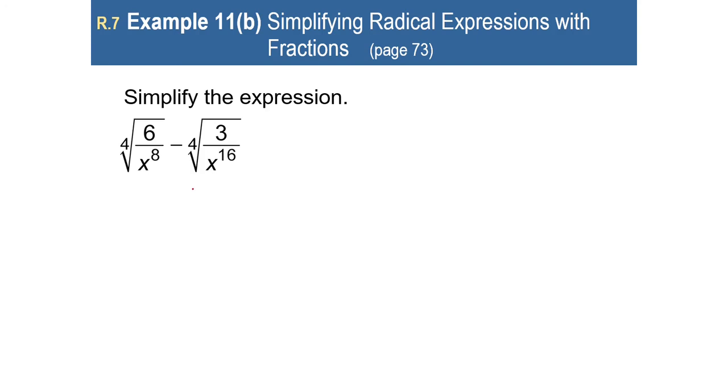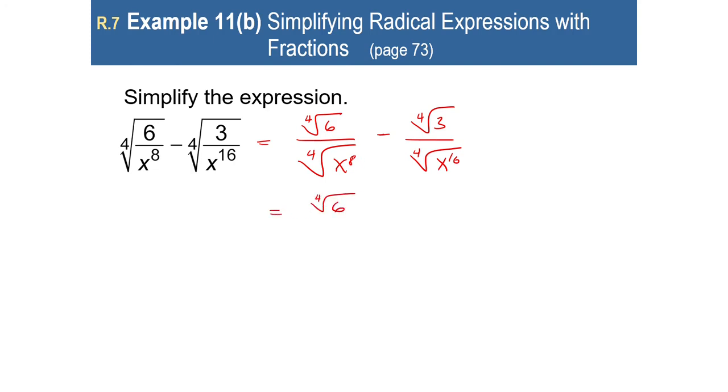For example 11b, let's use the quotient rule to simplify this as the fourth root of 6 over the fourth root of x to the 8th, minus the fourth root of 3 divided by the fourth root of x to the 16th. I can simplify each of these denominators. 8 divided by 4 is 2, and that is x squared on the bottom. There's no remainder, so I don't have a radical left over. This also simplifies in the denominator. 16 divided by 4 is 4. We have x to the 4th in the denominator.